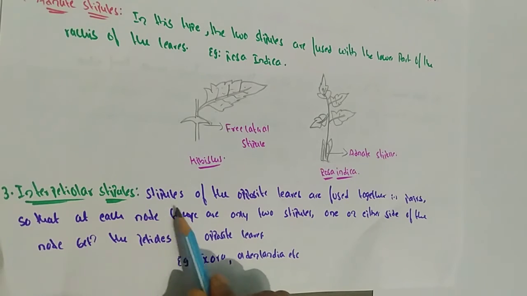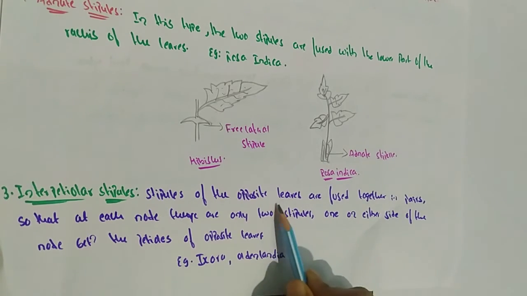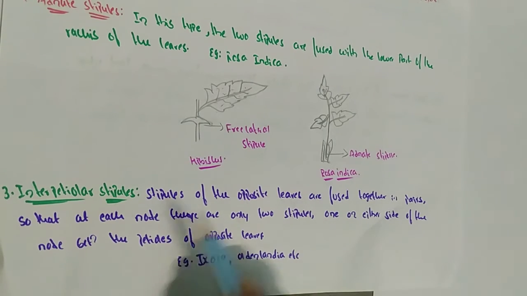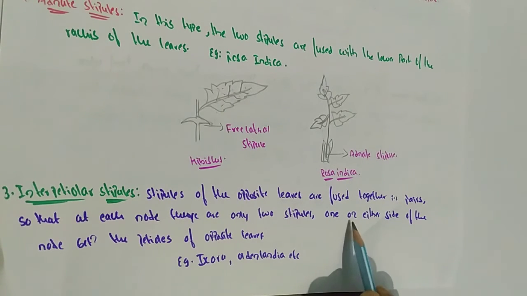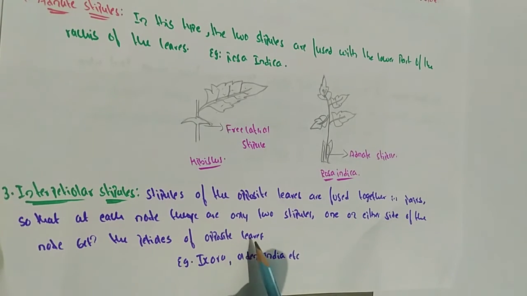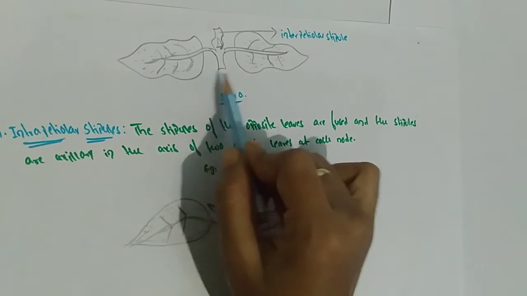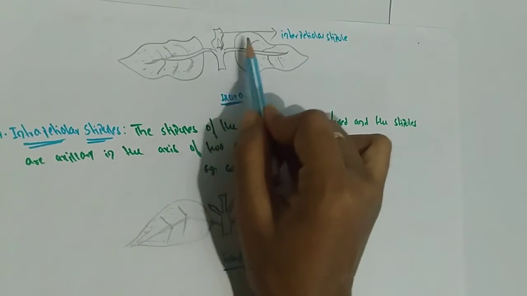Interpetiolar stipules: stipules of opposite leaves are fused together in pairs, so that at each node there are only two stipules, one on either side of the node between the petioles of opposite leaves. Examples: Ixora, Adenium, etc.